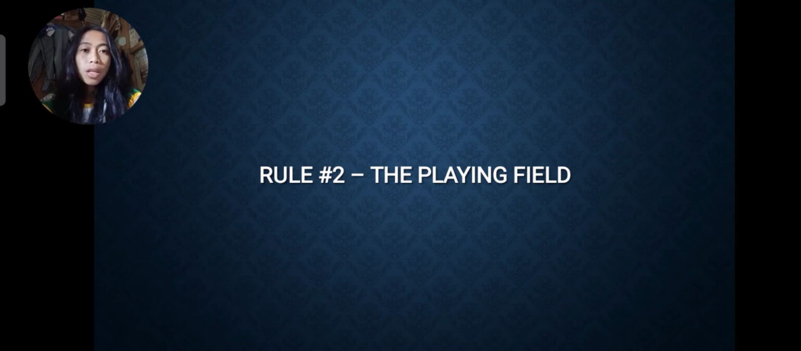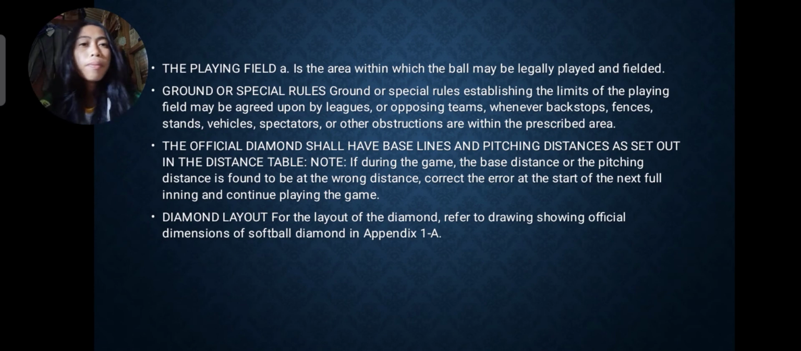So, let's proceed to the rule number 2, which is the playing field. So, let's talk about the field. The playing field is the area within which the ball may be legally played and fielded. Ground or special rules established in limits of the playing field may be agreed upon by the leagues or opposing teams whenever backstops, fences, stands, vehicles, spectators, and other obstructions are within the prescribed area.